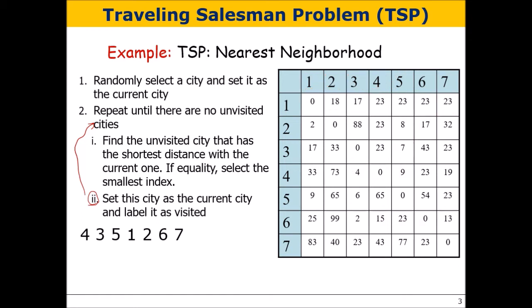Basically, we will follow this route. From 4, we are going to 3, so the distance here is 4 units. From 3, we are going to 5, so the distance is 7. From 5 to 1, the distance is 9. From 1 to 2, the distance is 18. From 2 to 6, the distance is 23.